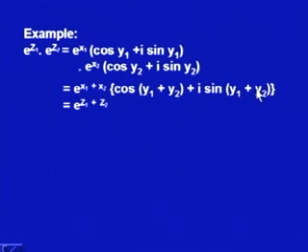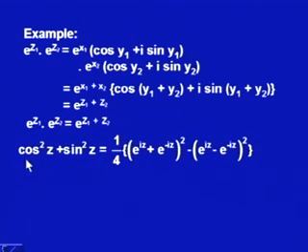So, this is written as e^(x1+x2) times e^(i(y1+y2)), and that gives me e^(z1+z2). So, this formula is also very similar to what we have for real variables: e^(x1) multiplied by e^(x2) is e^(x1+x2). That is the corresponding formula for real variables. So, this formula is also applicable for complex variables.